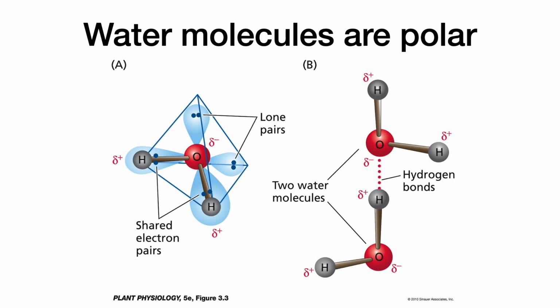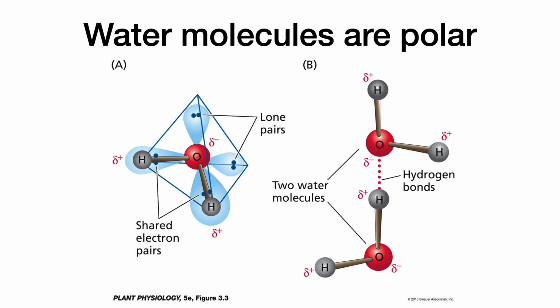So if we look at this diagram of a water molecule, we can see it's made up of one oxygen atom and two hydrogen atoms, and they form a tetrahedral structure in their three-dimensional shape. Water molecules have two important properties that make it important in the plant. One is that water molecules are polar, and the second, which we'll discuss in the next slide, is that it forms hydrogen bonds. So what do we mean by polar?